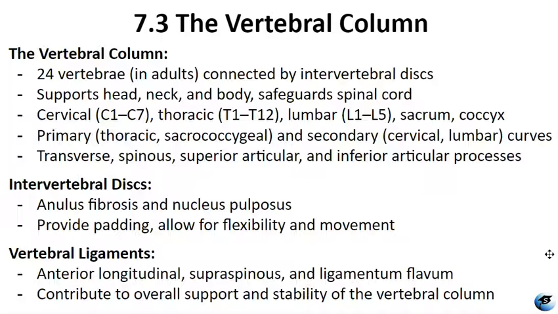Intervertebral discs, comprising the annulus fibrosus and nucleus pulposus, play a crucial role in providing padding between the vertebrae, and this allows for flexibility and movement as well. Vertebral ligaments, such as the anterior longitudinal ligament, the supraspinous ligament, and ligamentum flavum, contribute to the overall support and stability of the vertebral column.